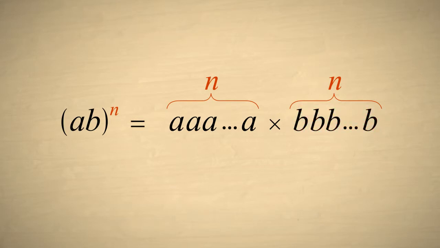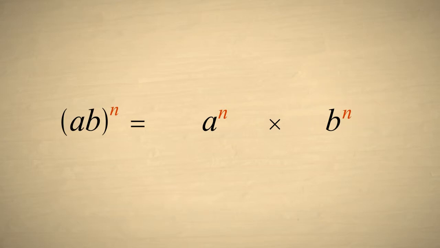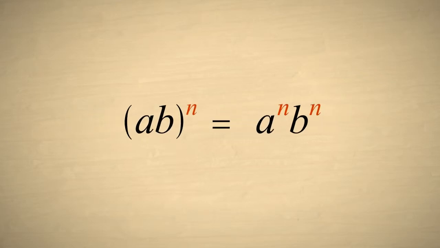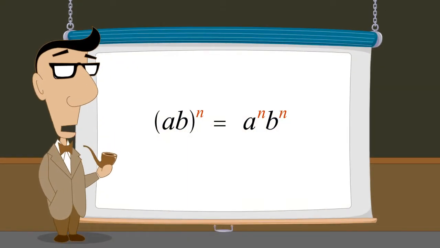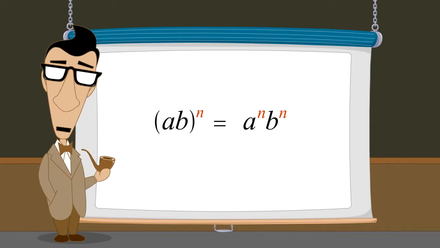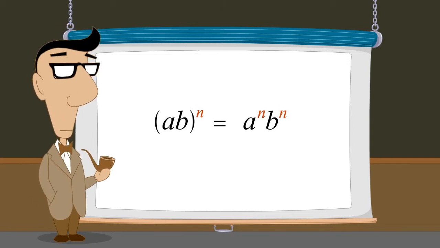The n a's multiplied together can be written as a to the nth power, and the n b's can be written as b to the nth power. So this expression is equivalent to a to the nth power times b to the nth power. So raising a product of two terms to a power is equivalent to raising each term individually to that power. This is true no matter how many terms there are in the product.